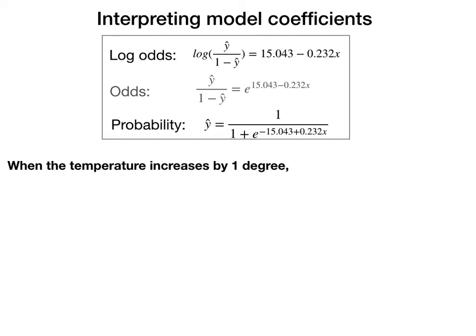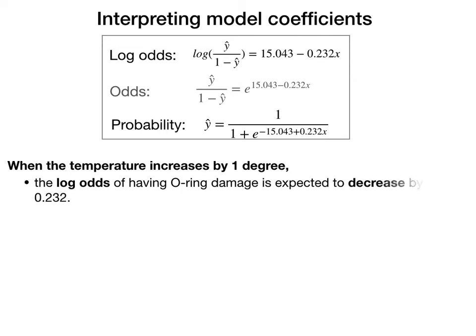Now let's say I increase the temperature by 1 degree. What happens to different quantities? First, consider log odds. This might be pretty straightforward. We just say the log odds is expected to decrease by 0.232 because our coefficient beta 1 hat is equal to minus 0.232, so it's a decrease, and then the amount of decrease is 0.232. So this is the amount of decrease.